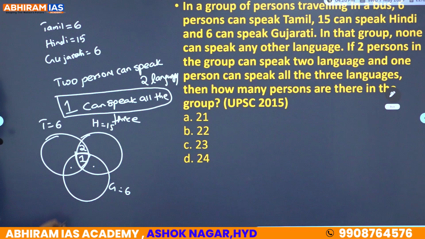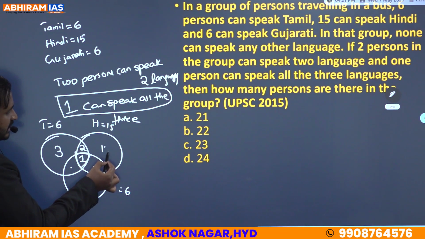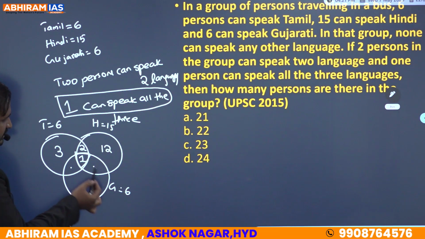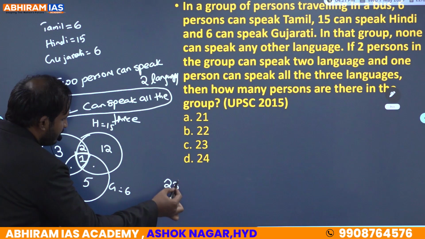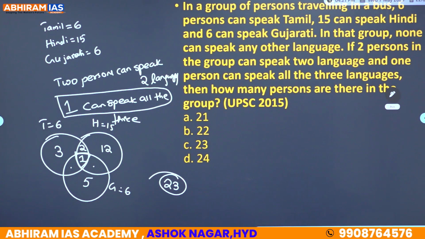Now, total Tamil speaking are 6 in number. Already 3 are there here, so I will get 3. Already 15 are there and 3 is there, so here I will get 12. Total 6, already 1 is there here, so I will get 5. So the total number of persons: 3 plus 2, 5; 5 plus 12, 17; 17 plus 1, 18; 18 plus 5, 23. So 23 persons are there.